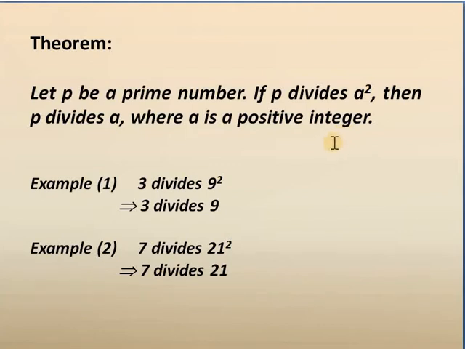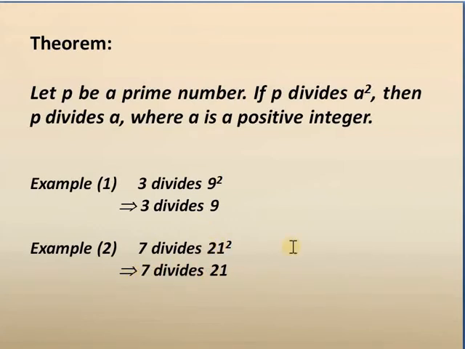Let's take an example. If you take 3 and 9 square, 3 divides 9 square, that is, 3 divides 81. Then 3 divides 9 also, that is the square root of it. If 3 divides 9 square, then 3 divides 9 also. Very simple to understand. In the same way, let's take another one: 7 divides 441, or 7 divides 21 square. Therefore 7 divides 21 also. If p divides a square, then p divides a also.